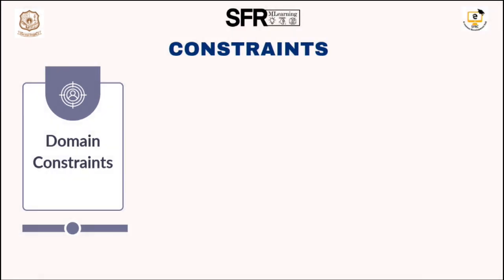The first one is the domain constraint. As we saw before, domain constraint ensures the value of each attribute A in a tuple must be an atomic value derived from its specified domain. Domains are defined by the data types associated with the attributes. Let's see the common data types.